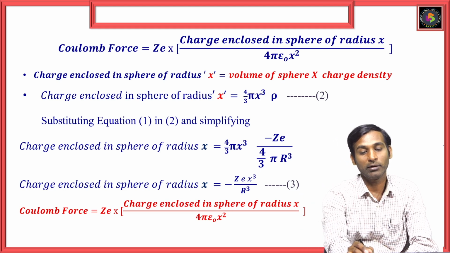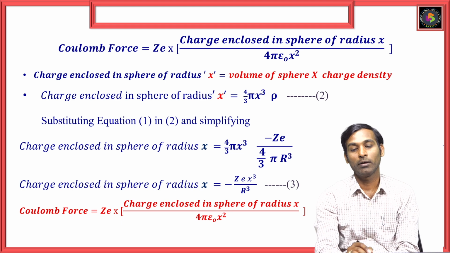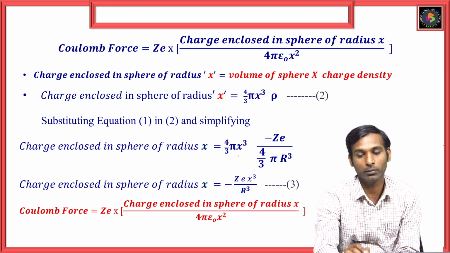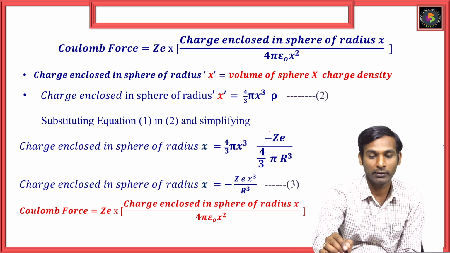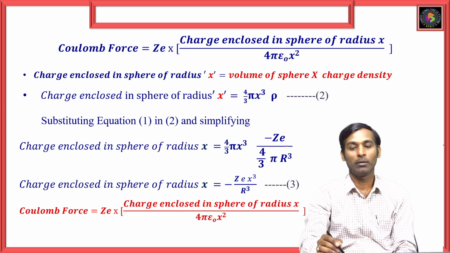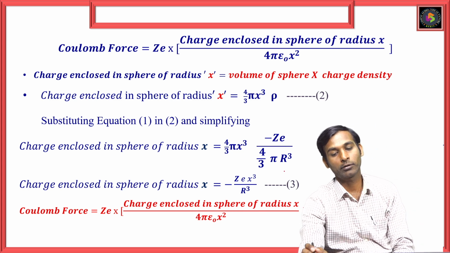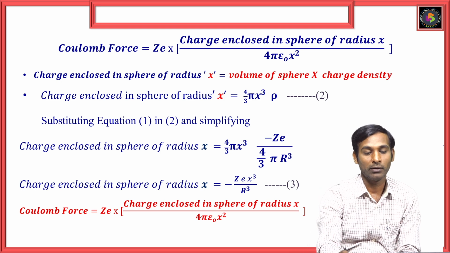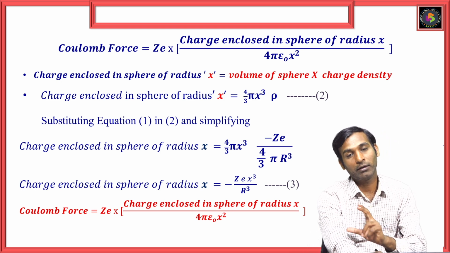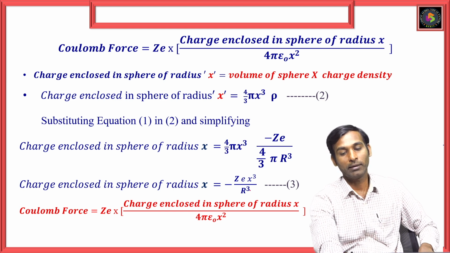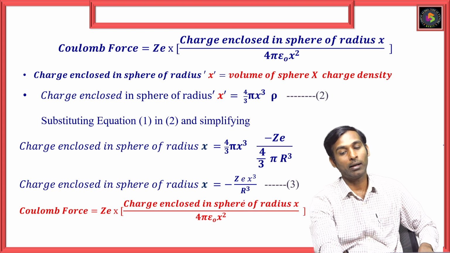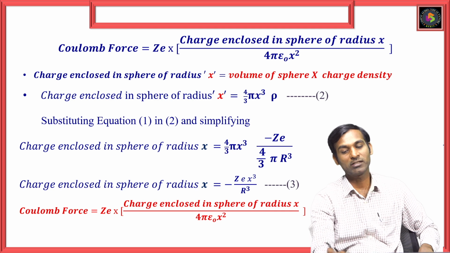The charge enclosed in the sphere of radius x is equal to 4 by 3 pi x cube into rho. Rho is said to be the charge density. The charge density, in the mathematical equation form, is minus Ze divided by 4 by 3 pi R cube. You can simplify this equation. We will get the exact equation for the charge enclosed in the sphere of radius x, which is minus Ze into x cube divided by R cube. Capital R is the radius of the sphere.